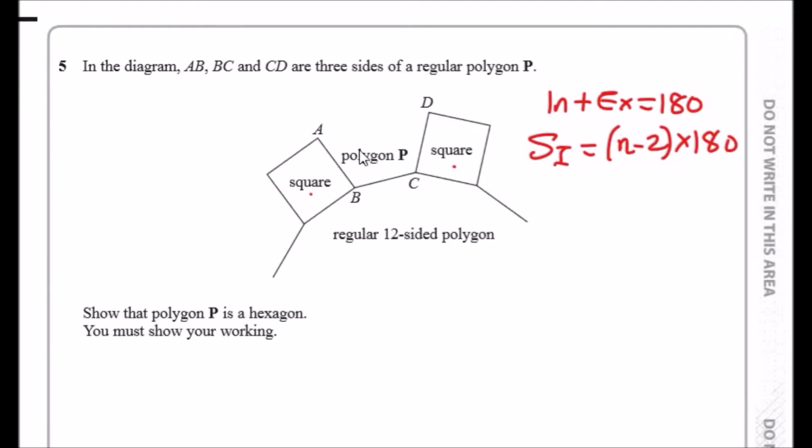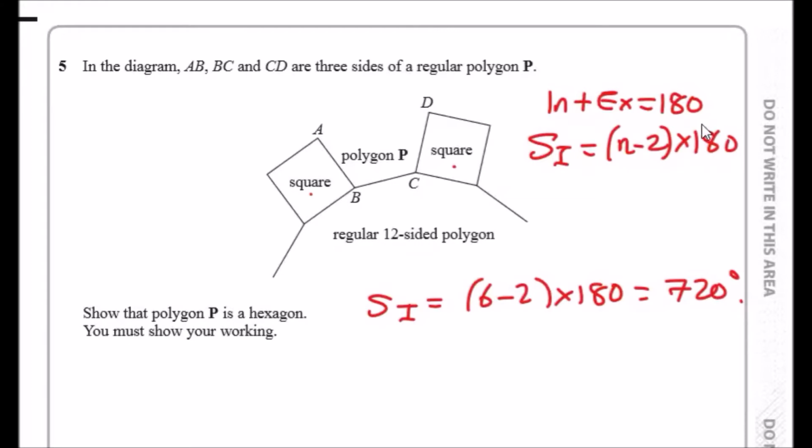Show that polygon P, so this shape here, which is not complete, is actually a hexagon. You must show your working out. Now, to show something is a hexagon, at least in this case a regular hexagon, we need to know what all angles in a hexagon add up to. So let's do the sum of the interior angles of a hexagon, yeah? So we know hexagon has 6 sides, so it'll be 6 minus 2 times 180. Put this in a calculator, and you should get exactly 720.